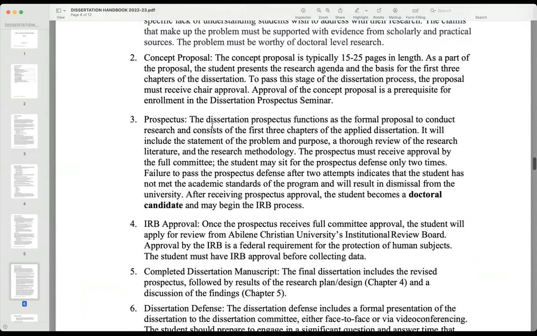Now, you'll be writing the lengthy literature review. You'll do some of it in the concept proposal, but you'll have that whole chapter being written as part of the prospectus.